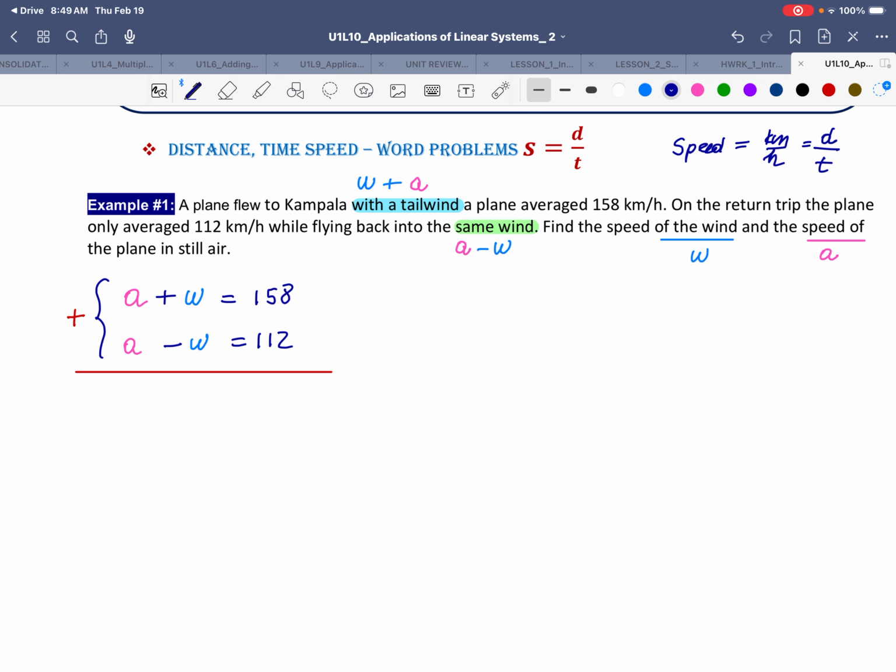And what we're going to get here is the speed of the plane plus the speed of the plane down here, then plus the speed of the wind plus the negative speed of the wind, and then equals 158 plus 112. So we are adding all the respective terms in this case. And we're going to simplify, obviously, these two. That's why we added the equations.